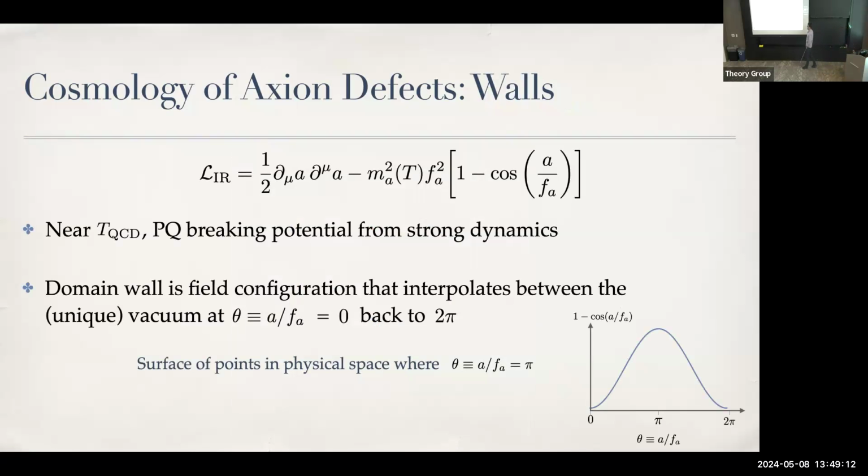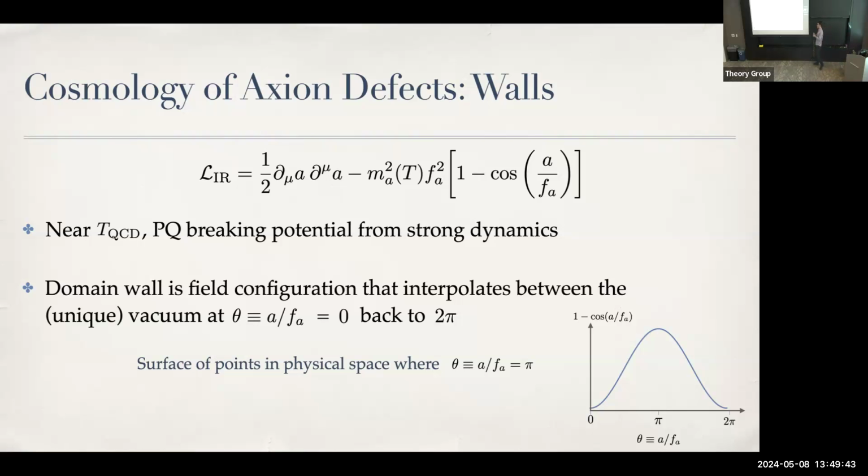Lots of strings. Well, let's look at the potential the axion develops near the QCD phase transition, which is shown here. Near the QCD phase transition, strong dynamics generate this cosine potential for the axion field, just shown as a fiducial example over here. I'm plotting 1 minus cos(A/Fa) versus the axion field A/Fa, which I'm calling theta here. So you can see that the axion develops minima at theta equal to 0 and 2 pi, okay?